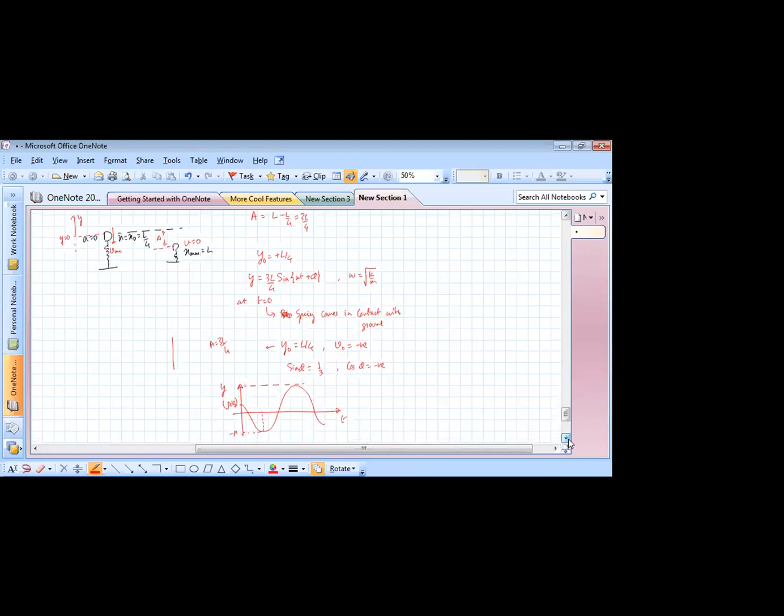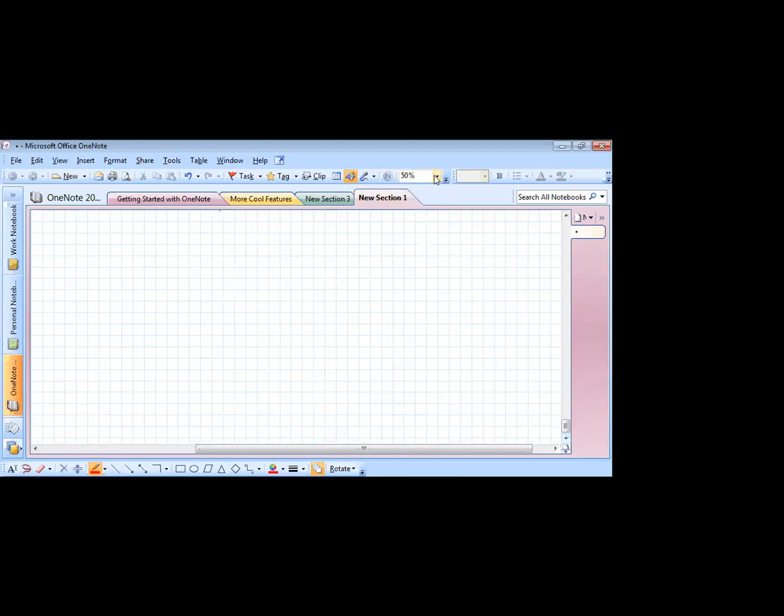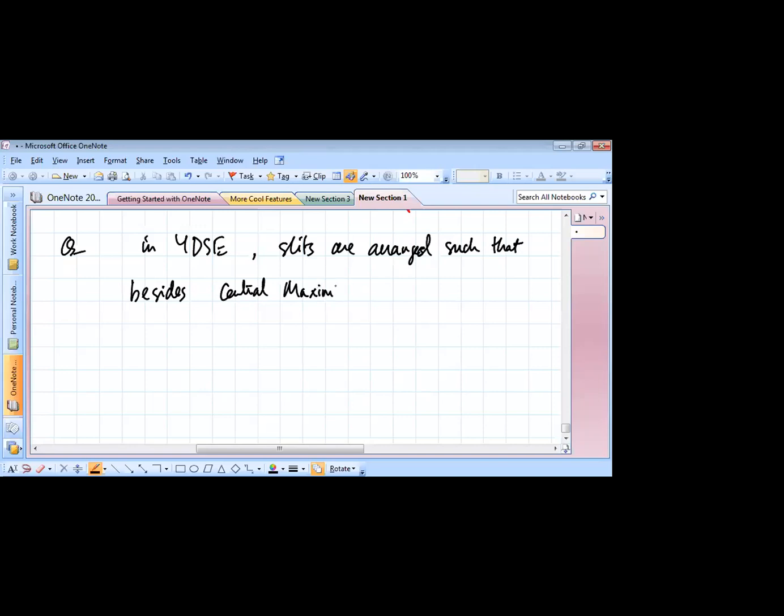Okay, now I'll quickly discuss a couple more questions in Kritika's set and then come back to Arman and Dhruv's set. So one question is pretty direct. It says, in a Young's double slit experiment, the slits are arranged such that besides the central bright fringe or central maxima, only one bright fringe is seen on either side.